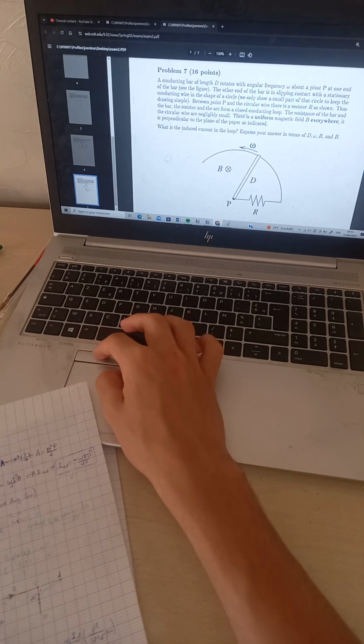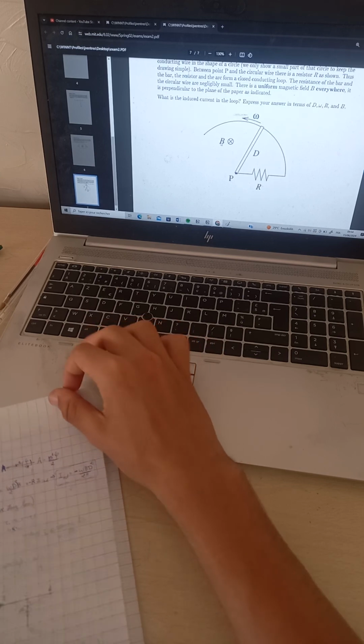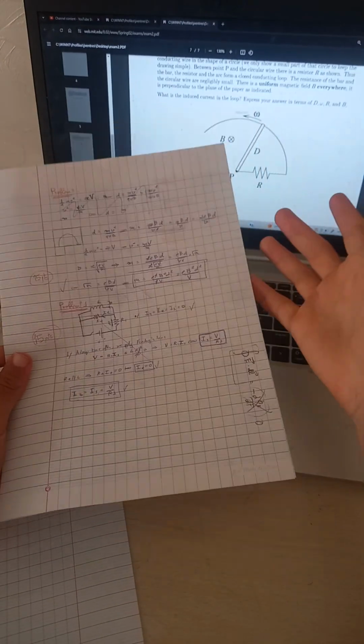And this one I got all right. It is Maxwell's, I think, yes, Maxwell's third equation. So overall, I got 61 points over 100, which is not really that bad.